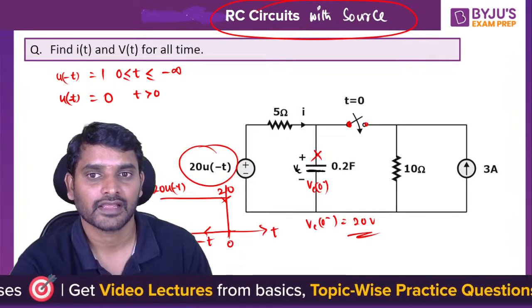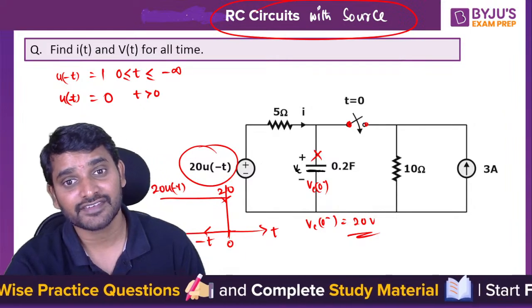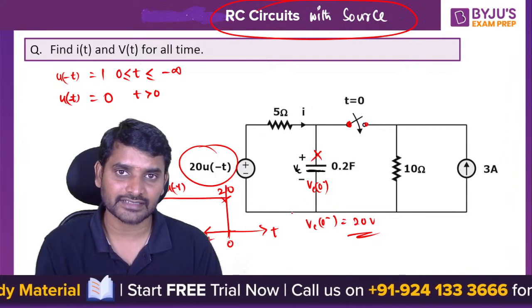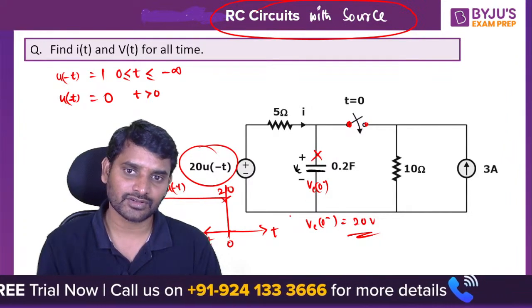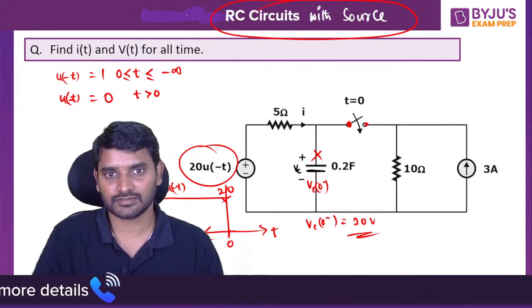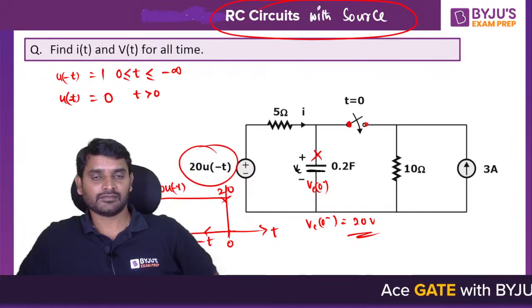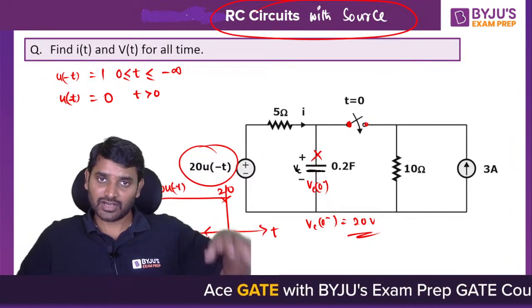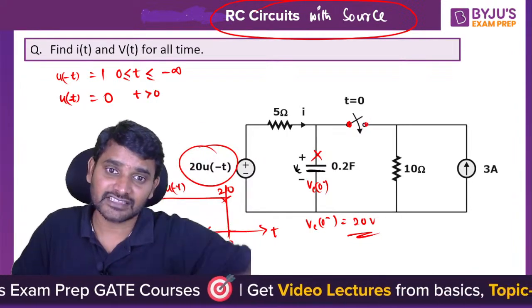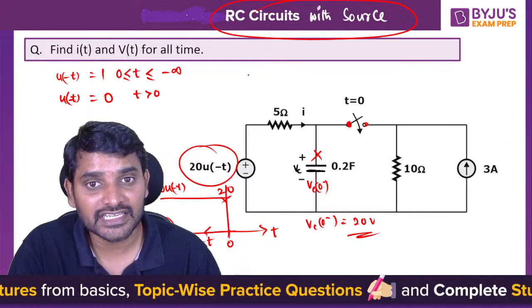Okay, right. What is it asking now? It is asking for i of t and v of t for all time. If it is asking for all time, it means for t less than 0 you can also calculate. So at minus infinity, let us assume we did not connect the 20 u of minus t, and we connect it at minus infinity. Just after connecting the source, the voltage across the capacitor will not become 20, right? So initially it will be 0.